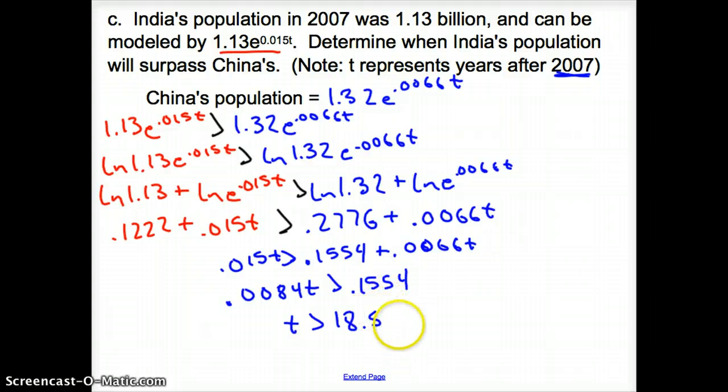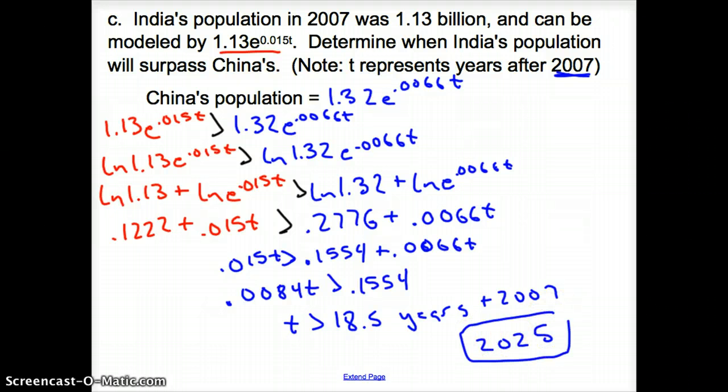18.5. And so now this is 18.5 years, right? What are we going to add that to? We're going to add that to 2007, which is when we started, to get year 2025, which is the year that India will pass China in its population.